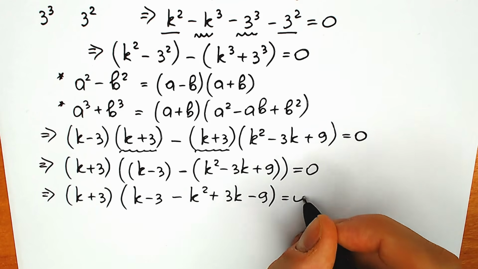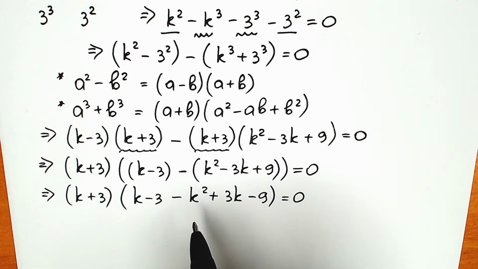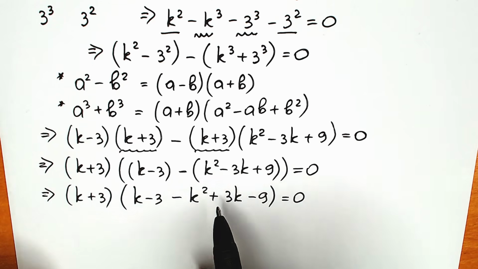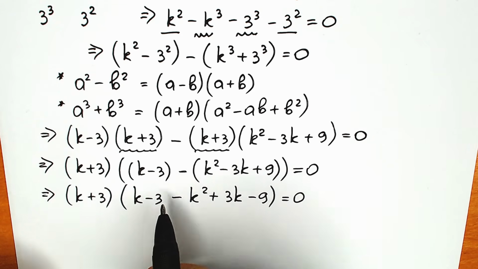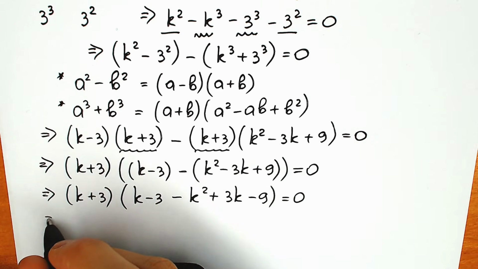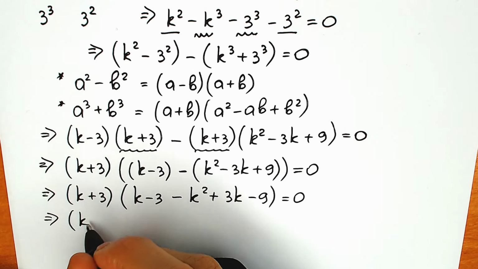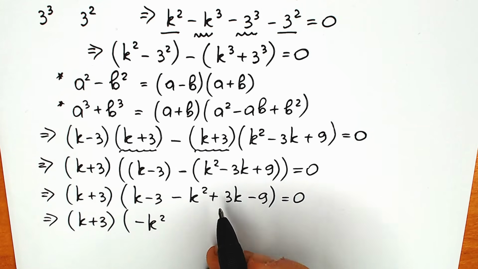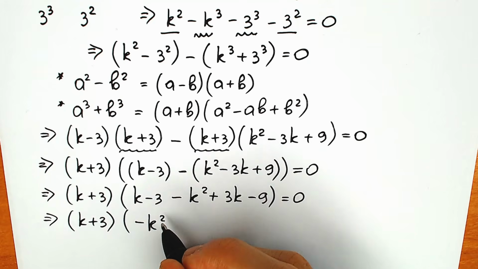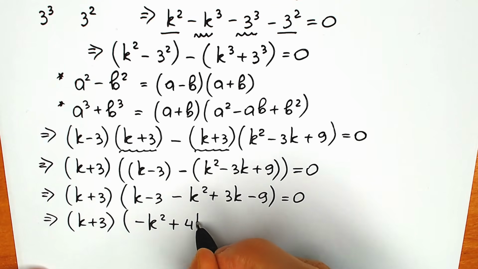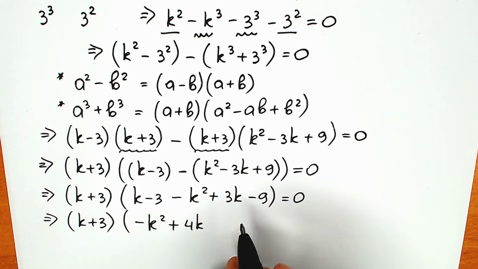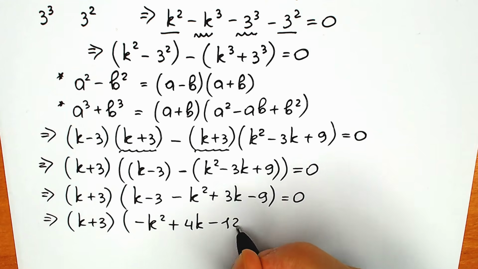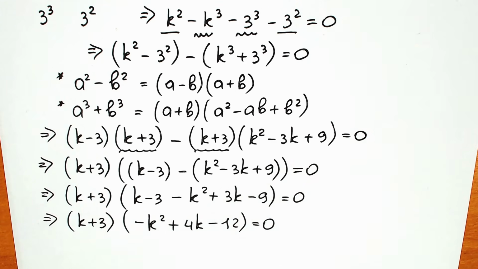Right now let's change an order. We can reorder these variables, because it looks like this is a quadratic equation. We can write this minus k squared on the first position. So we have k plus 3, minus k squared on the first position. The next thing, k plus 3k, so plus 4k, and minus 3 minus 9, we have minus 12 equal to 0.